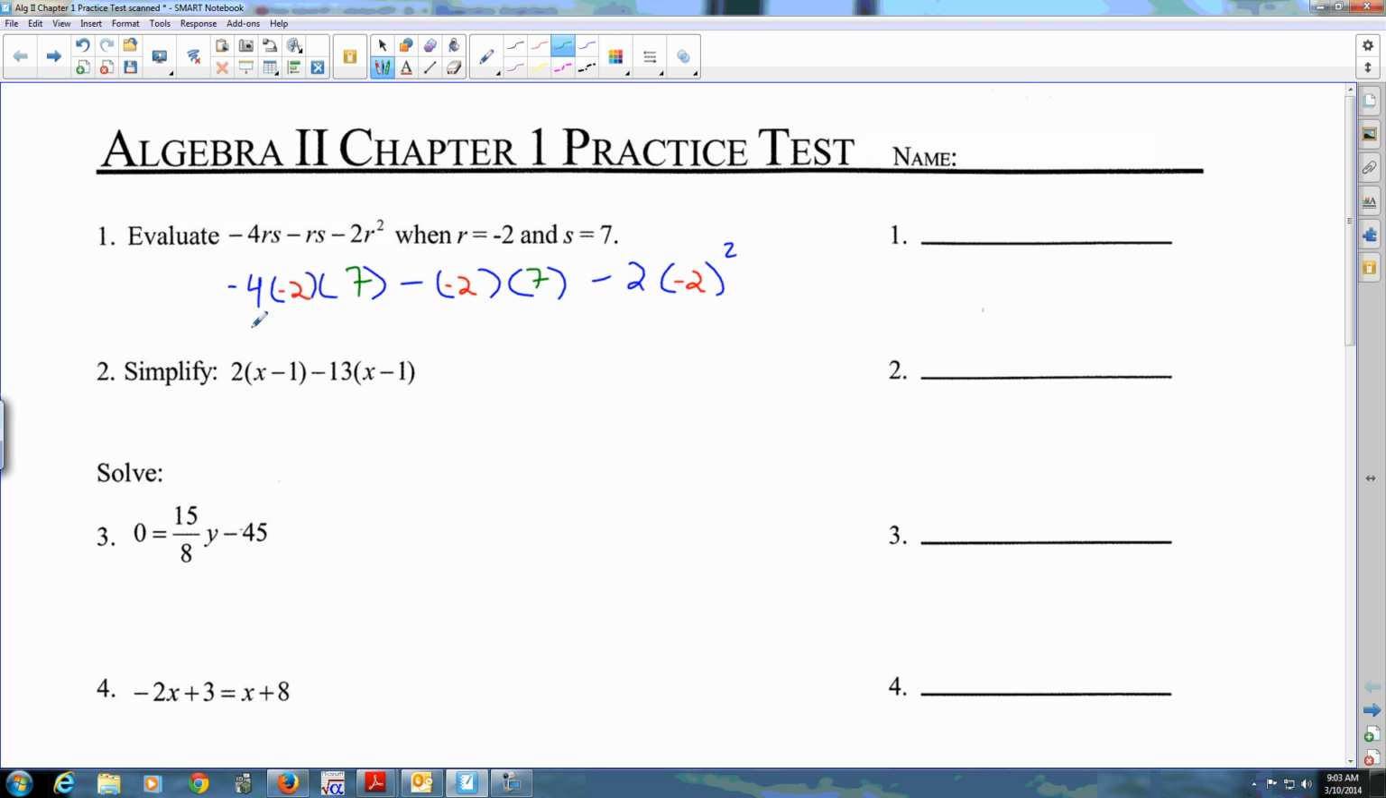I apologize for that. And then you just type the thing in your calculator from start to finish. Don't bother stopping and evaluating it along the way. Just type it in from start to finish.